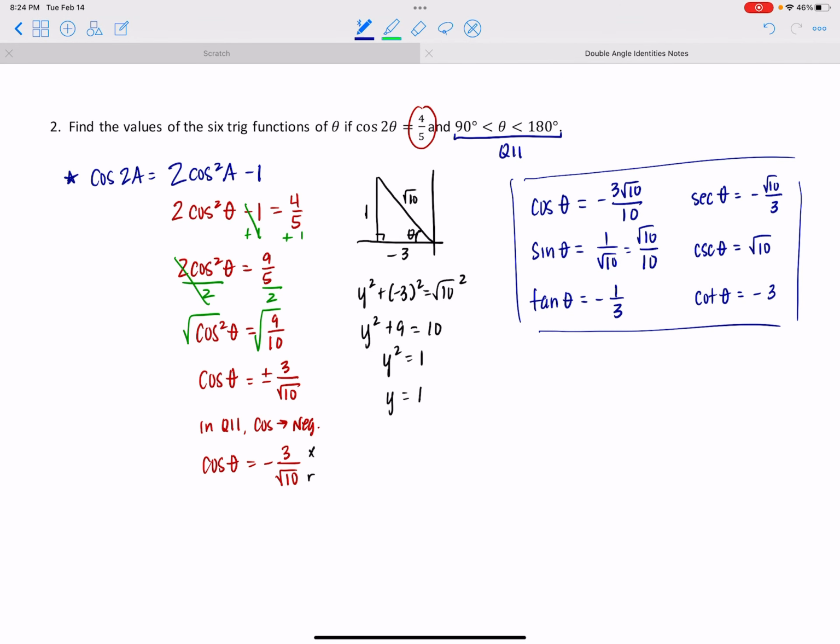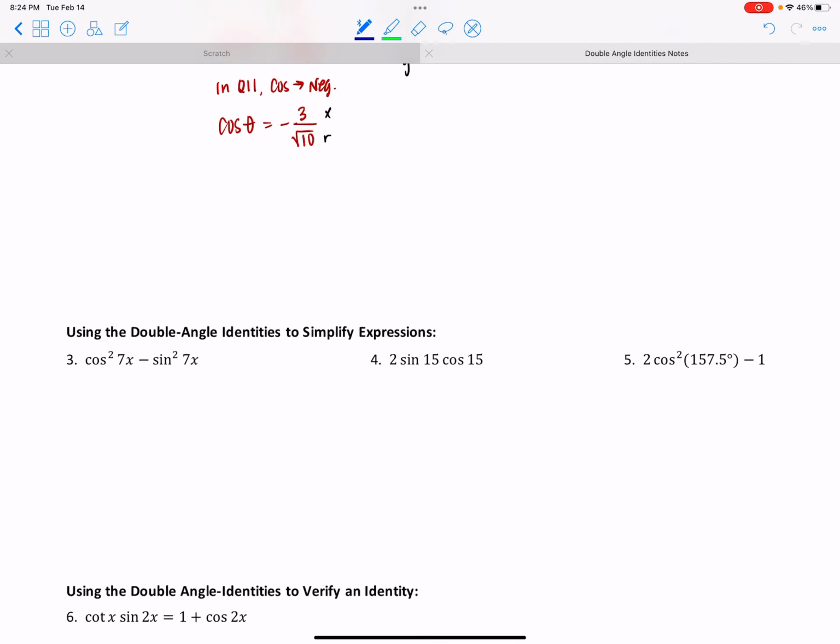Okay, so we can use our double angle identities to solve for the trig functions of the angles as we did here, or we can also use information we know about the angle to find the double angle, so it works in both directions. Not only can we use the identities to do some solving and evaluating, we can use them for simplifying.